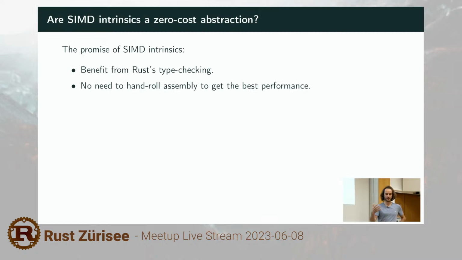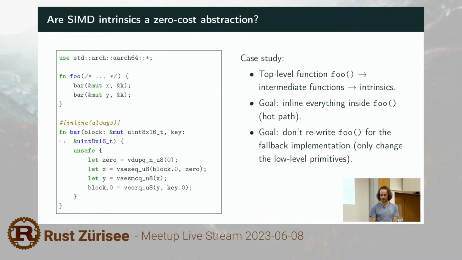And on top of that, the promise that Rust intrinsics for SIMD give you is that, on the one hand, you will benefit from Rust type checking. You don't have to do all the checks yourself for the assembly. And at the same time, you would get the best performance without needing to unroll the assembly yourself. So I did a small case study here, to figure out if SIMD instructions are really a zero-cost abstraction.